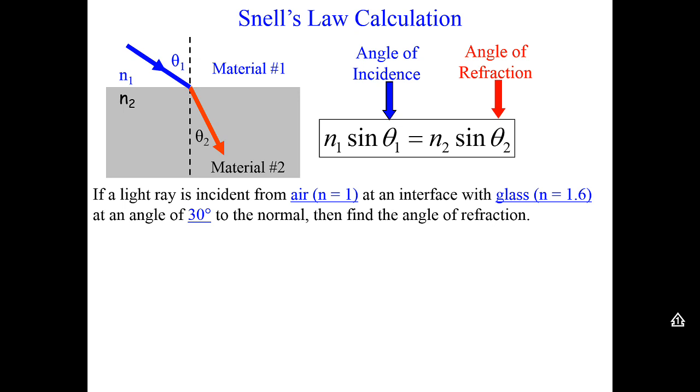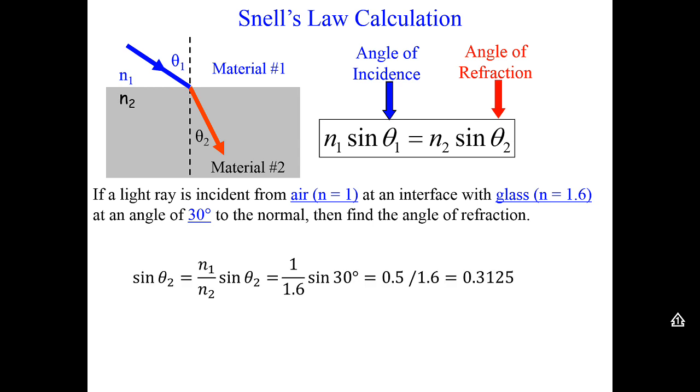Okay, let's do an example. We have a ray of light that moves from air to glass with an incident angle of 30 degrees. The index of refraction of air is 1, and the index of refraction of glass is 1.6. We would like to find the angle of refraction. Okay, so we're going from air to glass, so low to high index of refraction, and that means we expect the angle to decrease.